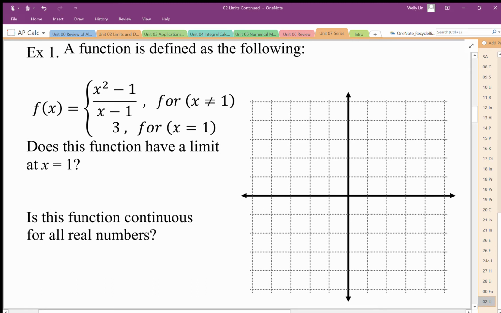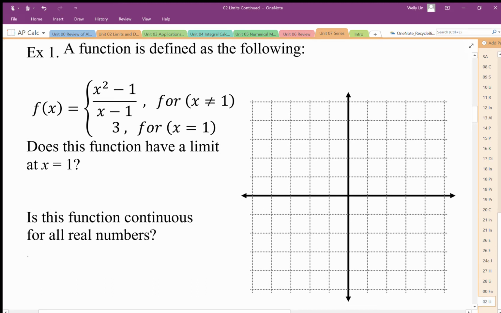Okay, so if we have f of x, the limit as x goes to 1 of f of x. So what we can do is we can see if we can get rid of that divide by 0. Okay, so we're going to do this algebraically then. So we're going to see what's happening as x goes to 1.